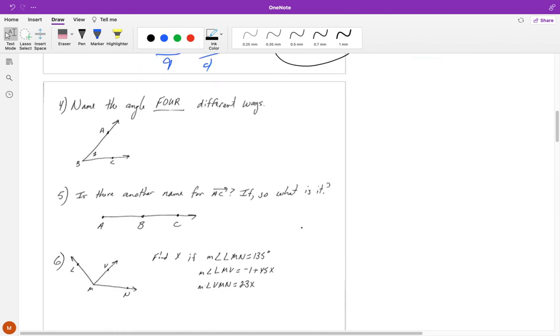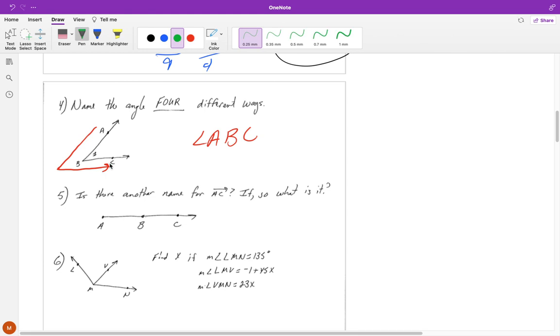Now, when it says name it 4 different ways, the first way we can name this is, remember, we can go side of our angle to our vertex and then to the other side. So we can name it angle ABC. And when we name it like this, it tells us the order that we're going in. So ABC means we're starting at A, going to B, and going to C.